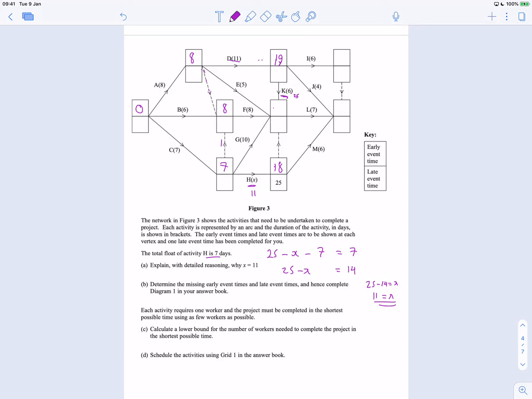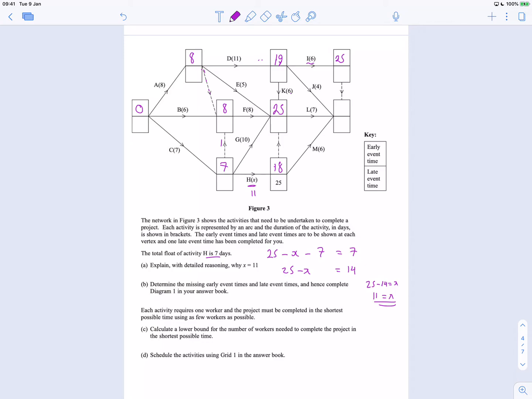8 add this 5 is 13. 8 add this 8 is 16. 7 plus 10 is 17. And the 18 plus a dummy is nothing. So out of 13, 16, 17, 18, it's the 25 that's slowing things down. So this has to be a 25. Okay. Now this box only depends on this I, so 19 plus 6, that's 25.